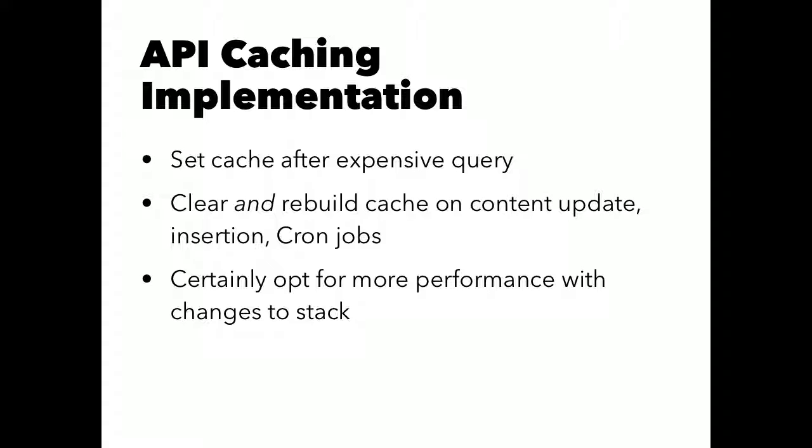But the general gist of the API caching implementation is that when you have an expensive query, like you're looping through your nodes, your content, you just set that cache. You just take that JSON and save it in cache in the database. And every time you update a piece of content, insert a piece of content, or run a cron job, you can add hooks to that to clear and rebuild that cache.